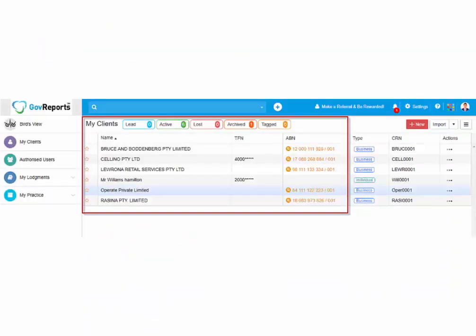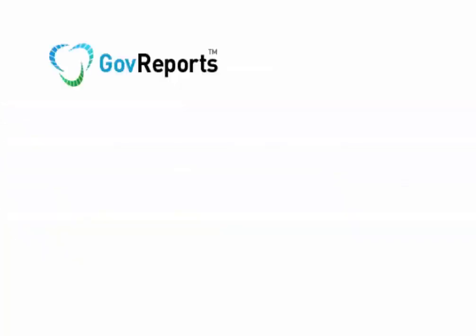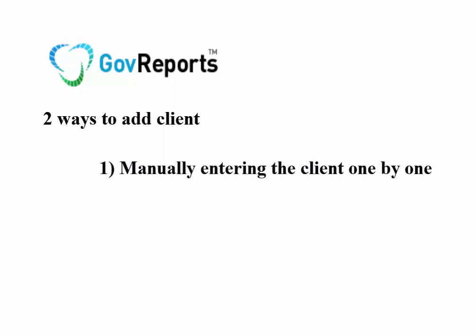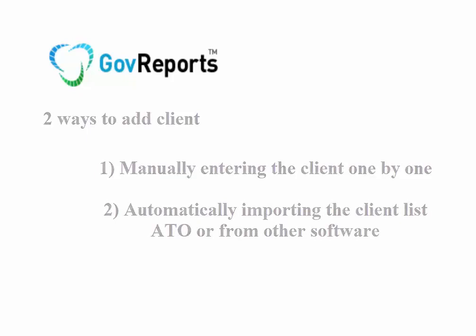Clients. Let's bring in the clients and test run GovReports. When starting out with GovReports, there are 2 ways to add clients: 1. Manually entering the clients one by one. 2. Automatically importing the client list from the ATO, or from other software.